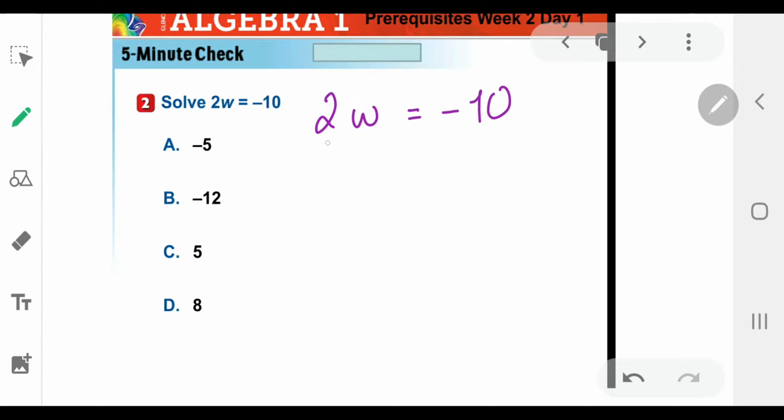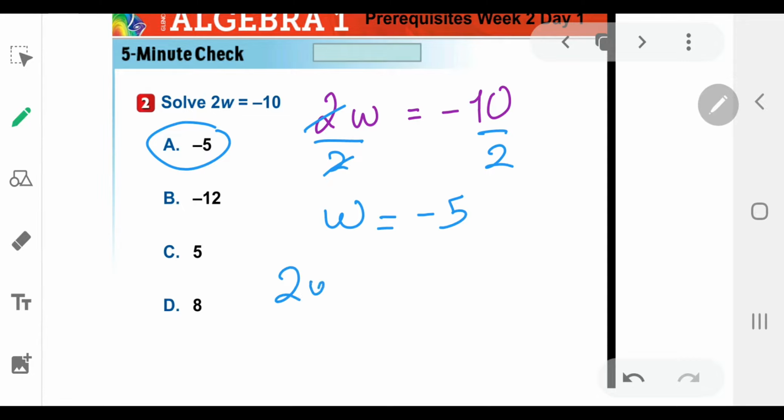So we can just simply divide here by 2 and divide here by 2. The 2 will be cancelled, and we have w isolated. Negative 10 divided by 2 is negative 5, so the answer is negative 5. Again, you can just directly drag the 2 to the other side as division, since you know that to undo multiplication, you drag it to the other side as division, and you will get the same answer, negative 5.